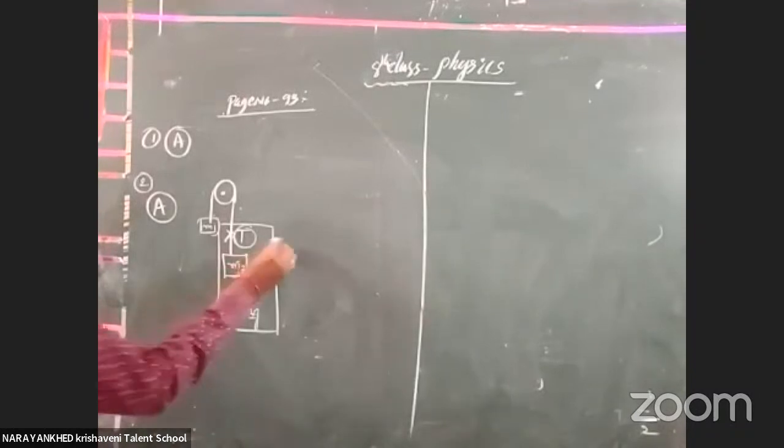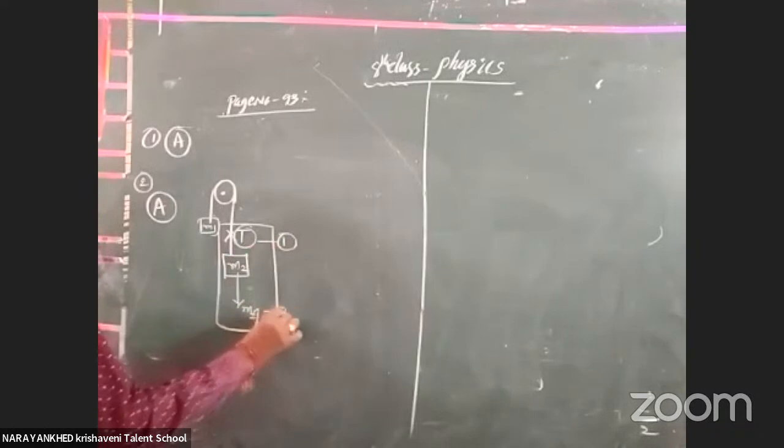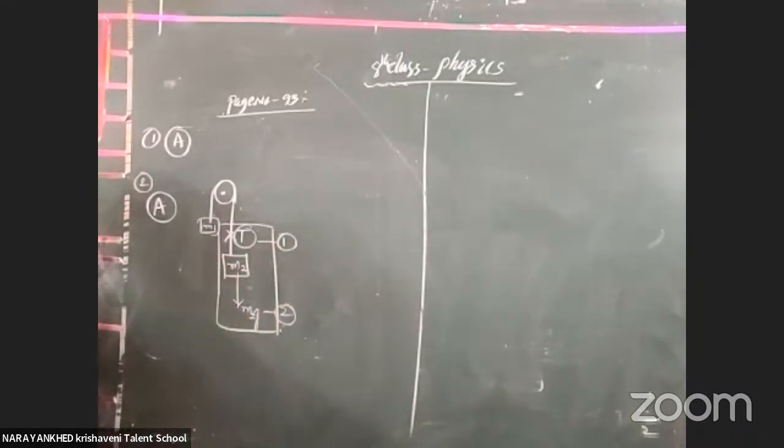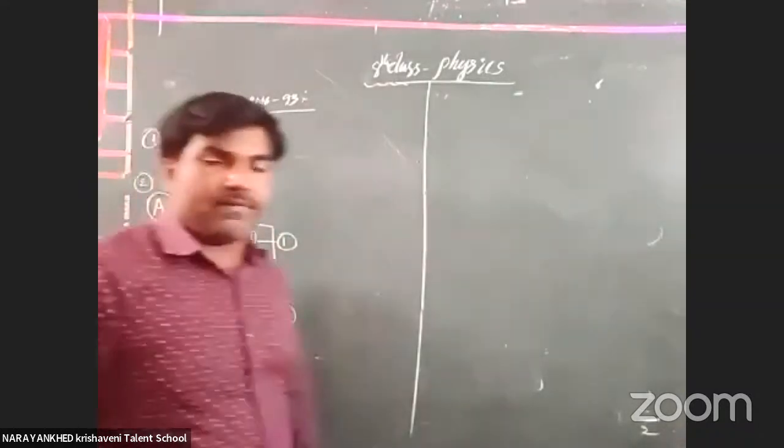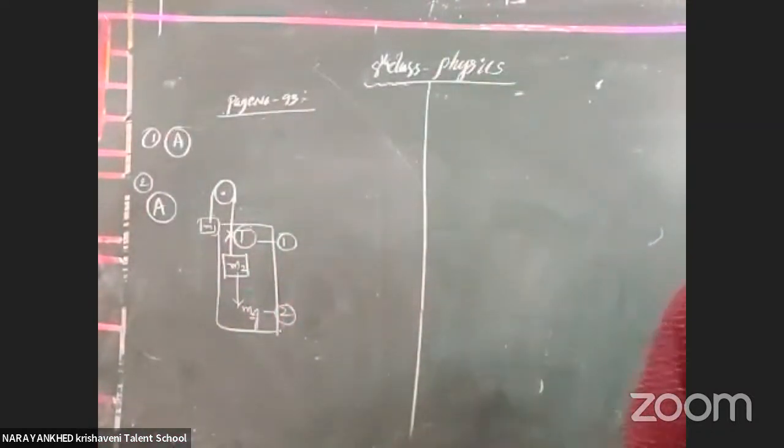Now one is the tension, another one is the weight. This is the first force, this is the second force. Both the two forces are the only ones working on it. This is the second answer. Now come to the third question. The free body diagram of M1. Which one indicates the free body diagram of M1?